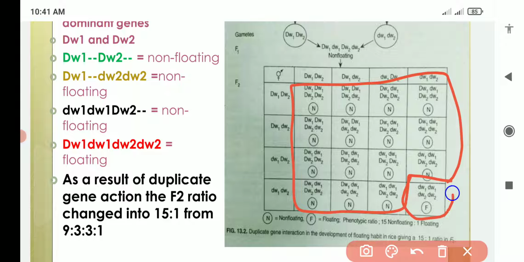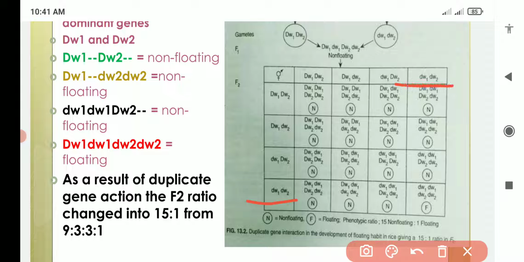Only this plant, when we cross this fourth gamete with this fourth gamete, here small dw1, small dw2, and here also small dw1 and small dw2. So it will result in small dw1, small dw1, small dw2, small dw2. So all the recessive alleles are present here. It will have the floating type of habit.